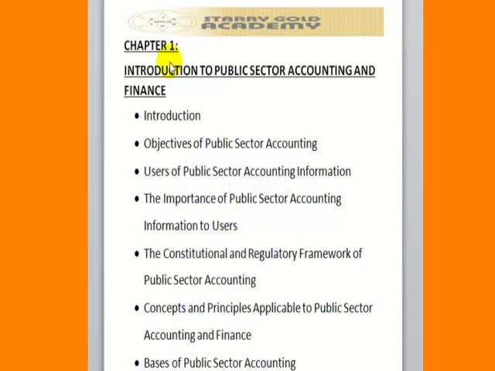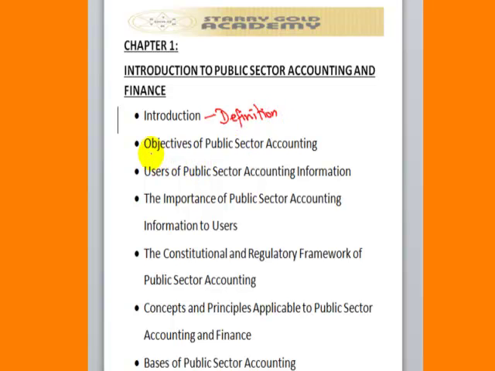We are going to start with Chapter 1, and Chapter 1 is Introduction to Public Sector Accounting and Finance. The first thing we're going to look at under this chapter is the introduction. Under the introduction, we shall look at the definition of public sector. We shall look at about two definitions of public sector.